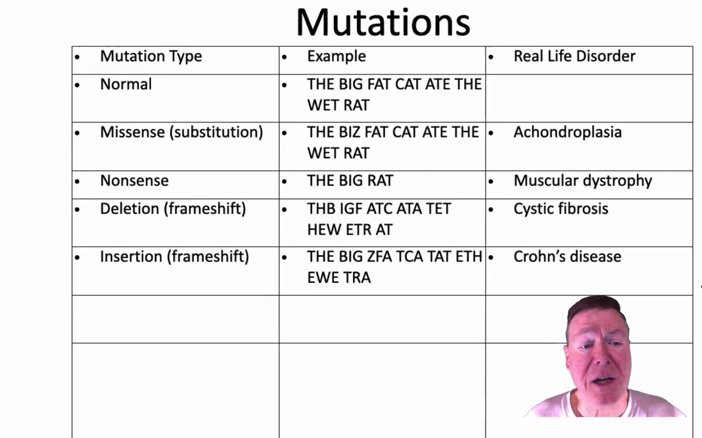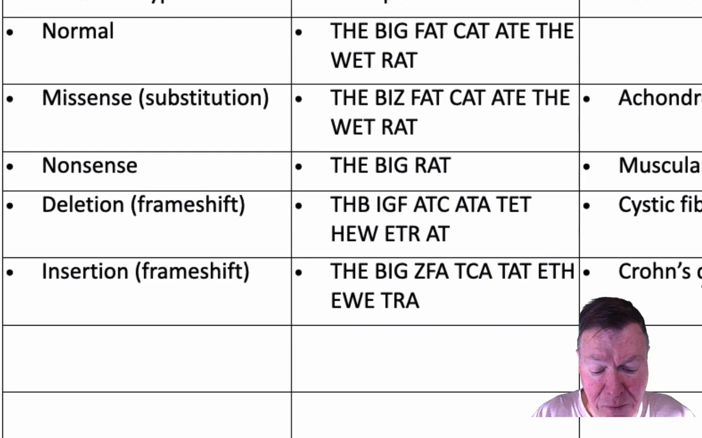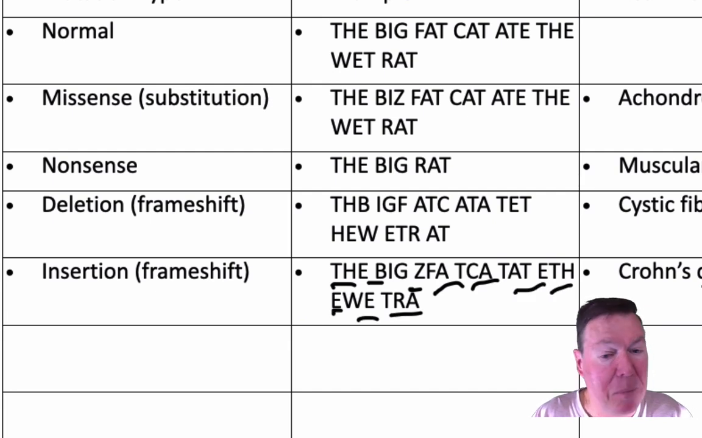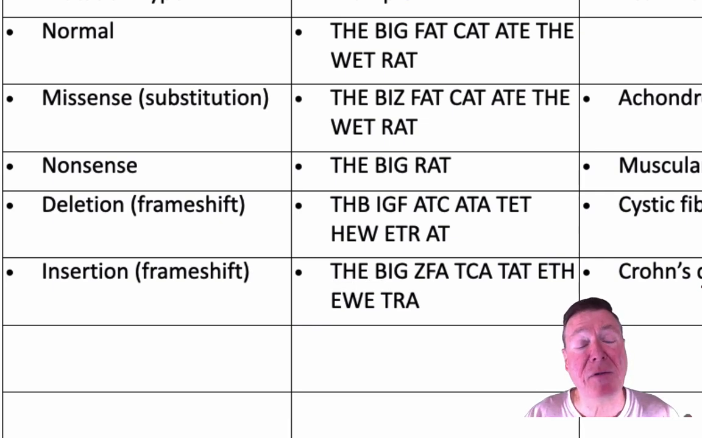The next mutation is an insertion. Instead of a deletion, now we're inserting something. So we have the big, and then I put in a Z. And it still says, read it, fat cat ate the wet rat, but it doesn't make any sense anymore. It's a frame shift mutation because we've shifted the codons 3 at a time. We've shifted them so they don't read the same.